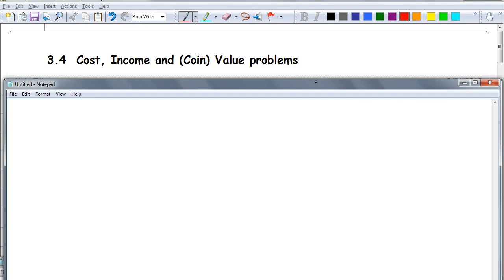Today we're going to talk about cost, income, and coin value problems, okay? Again, like last time, these are going to be word problems, but more specifically, we're going to be talking about cost, income, and coin value. I'll explain what I mean by coin value problems. So that's what it says on your notes, okay? So let's fill this out here.